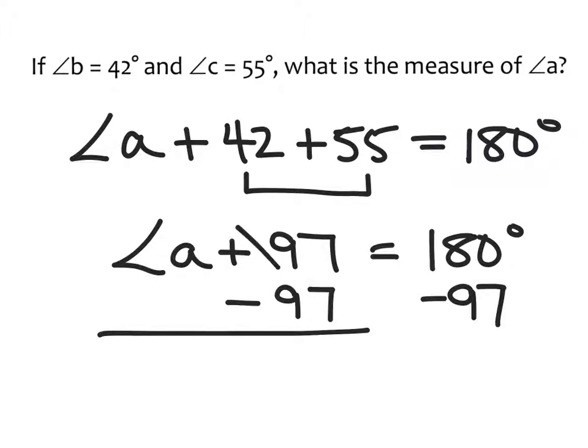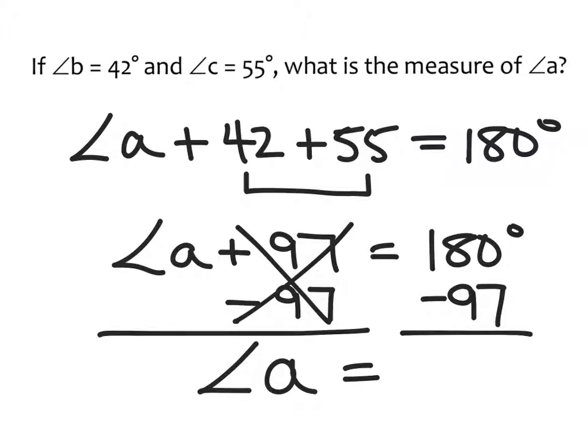97 minus 97 is 0. That leaves angle A all by itself on the left side of the equal sign. And when we subtract, we'll find that the measure of angle A must be 83 degrees. If angle B is 42 and angle C is 55, angle A must be 83 in order to make the sum of all three angles 180 degrees.